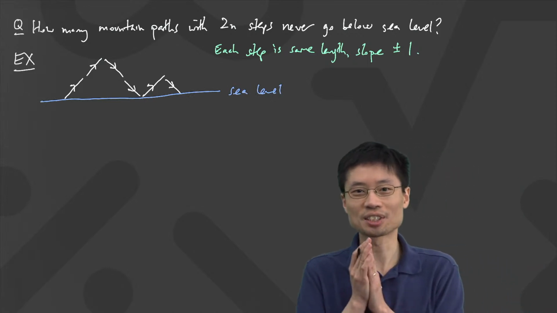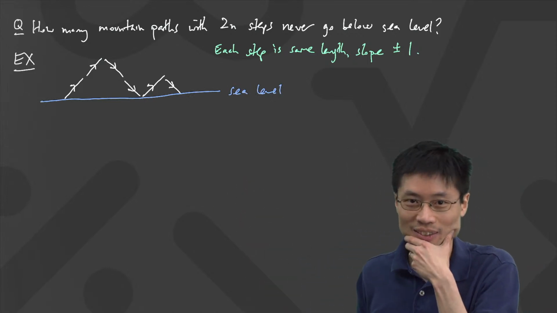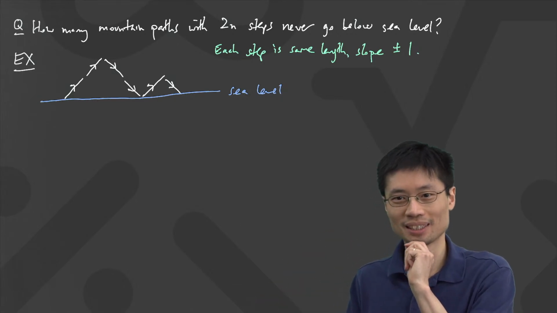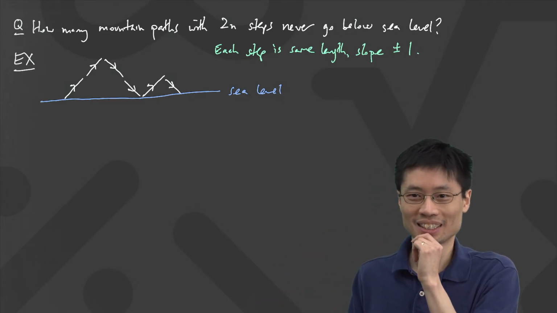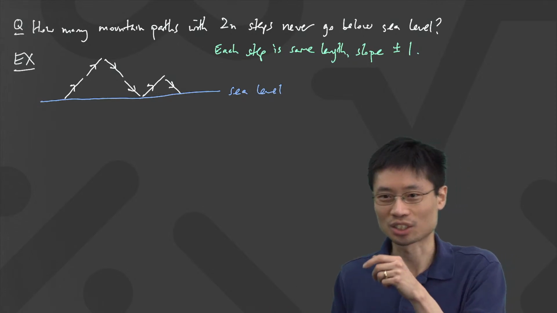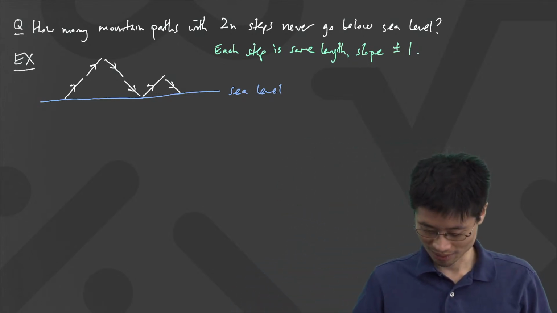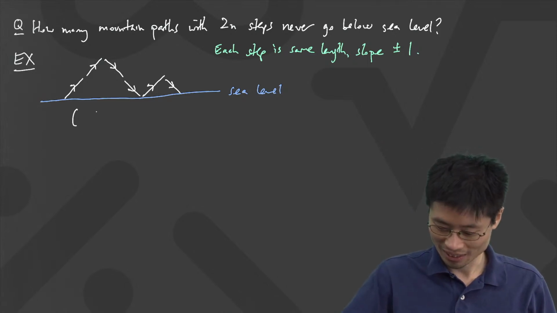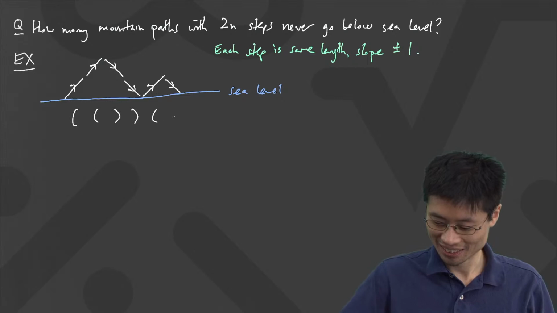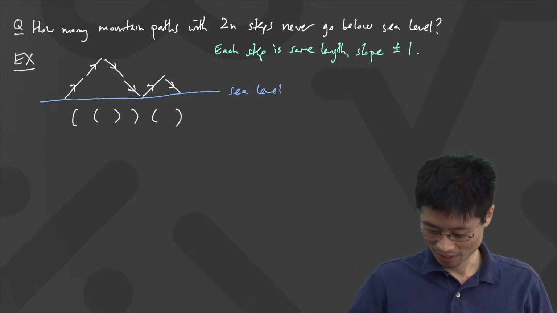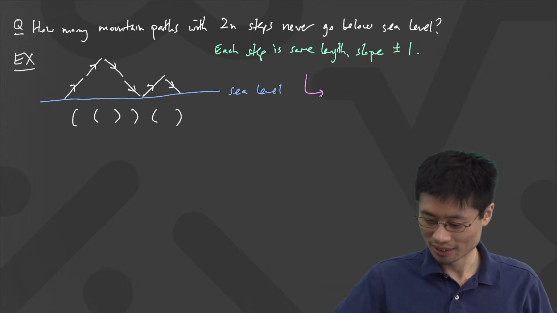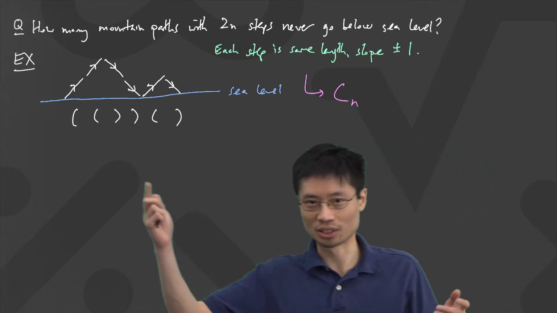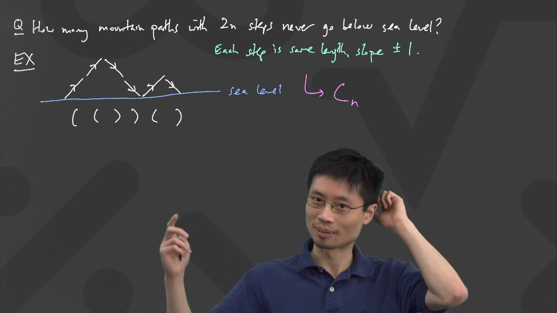Okay. First of all, if I write this kind of question down, what do you see about what this has to do with what we have been thinking about? Yes, Sean. It's like every up is an open parenthesis. Yes. Down is a close parenthesis. Yes. So it's just Cn. Is that okay? That's the nth Catalan number. This is just a different way of looking at the same thing.